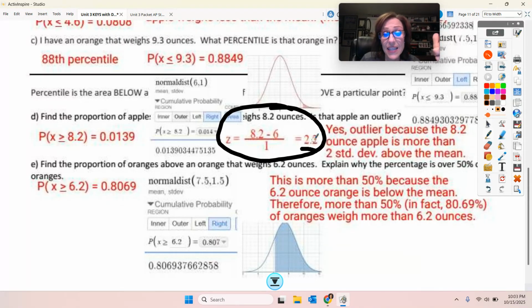So if you had an 8.2 ounce apple, is it an outlier? Yes, it's very unusual because it is more than 2 standard deviations above the mean. So it's considered unusual. It's considered an outlier.